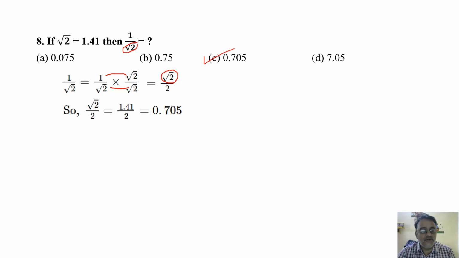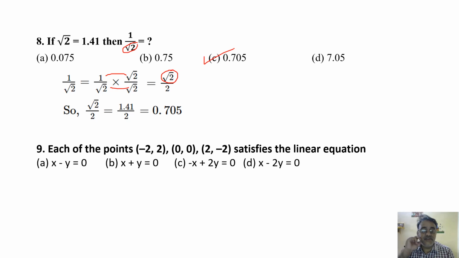Now we are moving toward question number 9. Each of the points (-2, 2), (0, 0), (2, -2) satisfies the linear equation. So हम लोग क्या करेंगे, इसमें एलिमिनेट करते जाएंगे. So -2 plus -2 is not equals to 0, so this is wrong. -2 plus 2 is 0, 0 plus 0 is 0, 2 plus -2 is also 0.